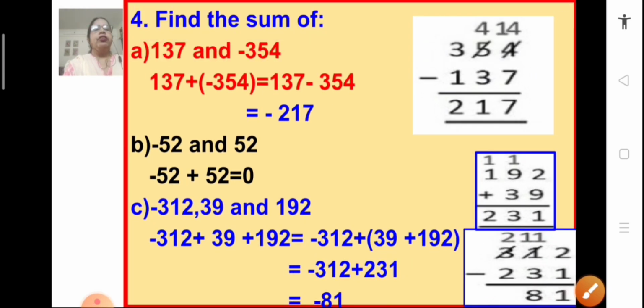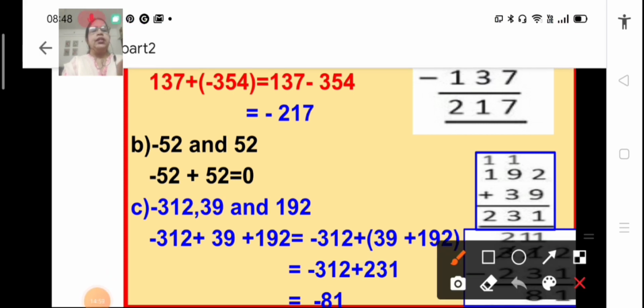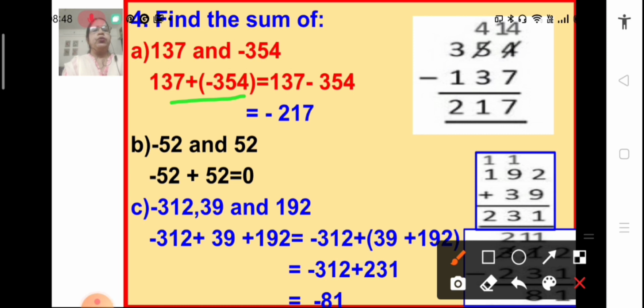Next, question number 4. Find the sum of 137 and negative 354. So 137 plus negative 354 becomes 137 minus 354, plus and minus become minus. And when we have one positive and one negative integer, what do we do? We subtract, and we get the answer as negative 217. B, negative 52 and positive 52. They are additive inverses of each other, so the answer is 0.